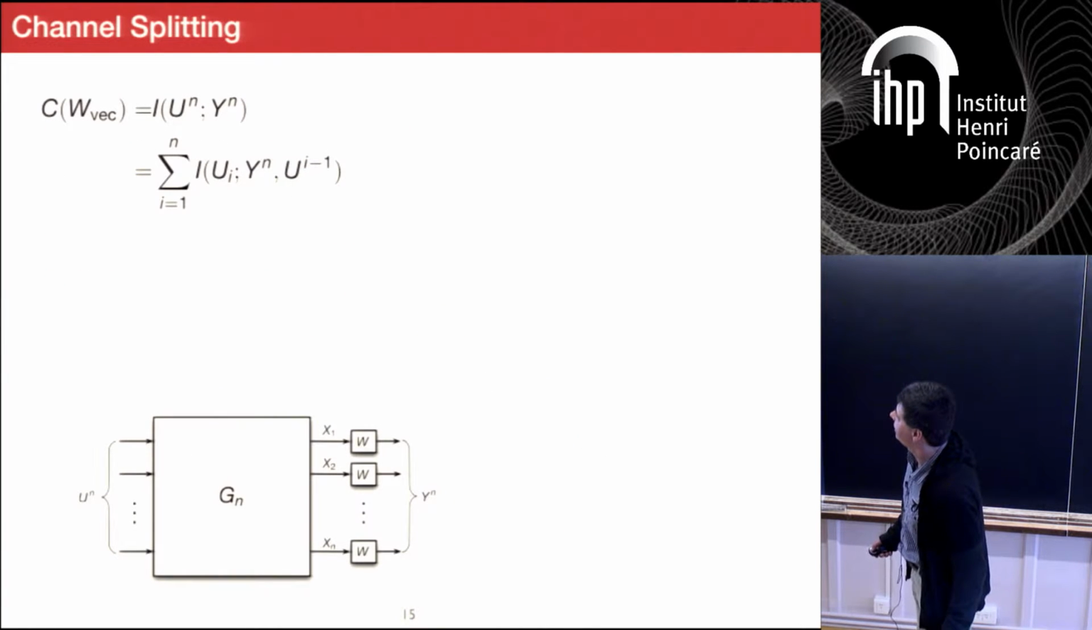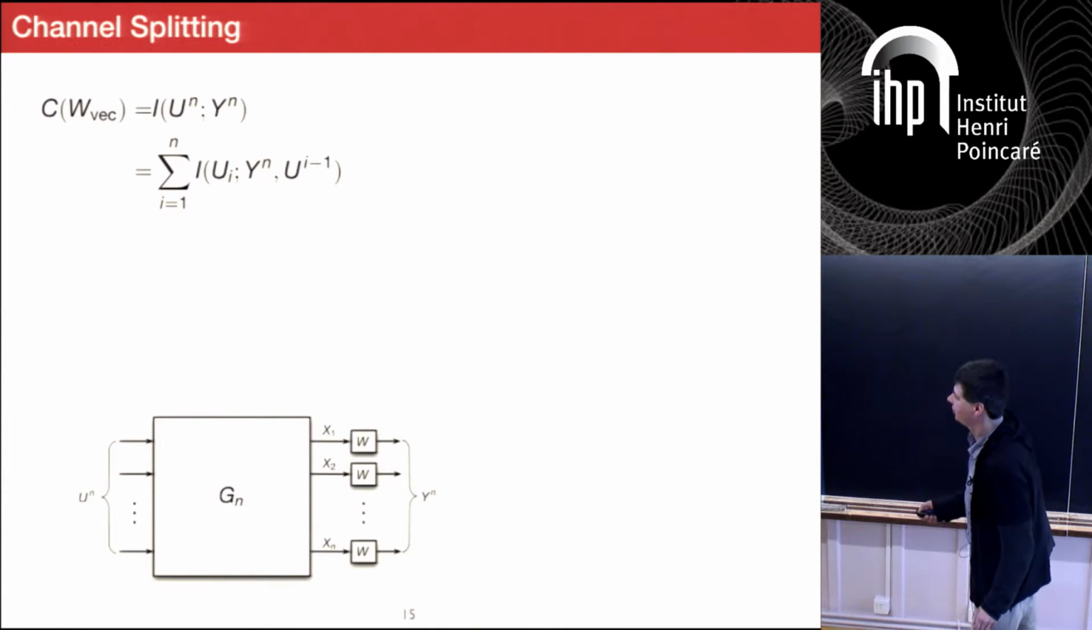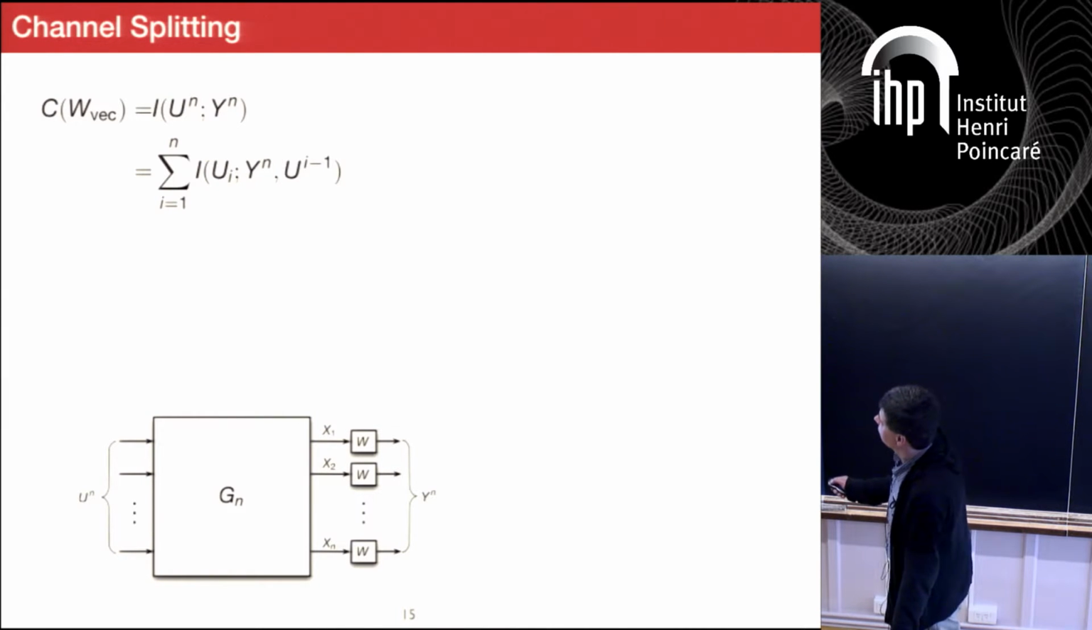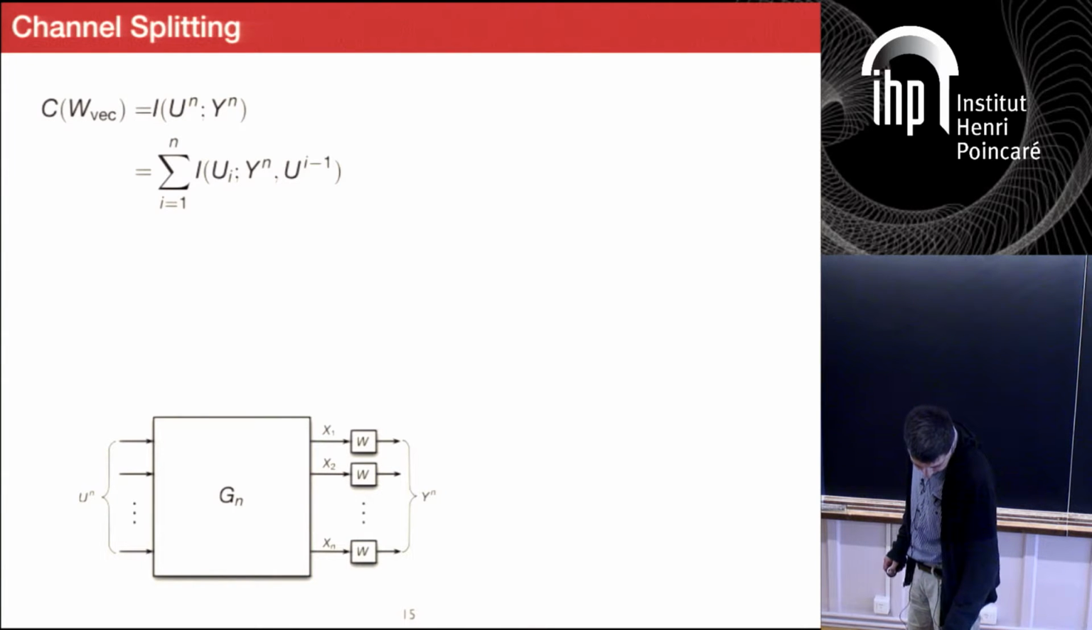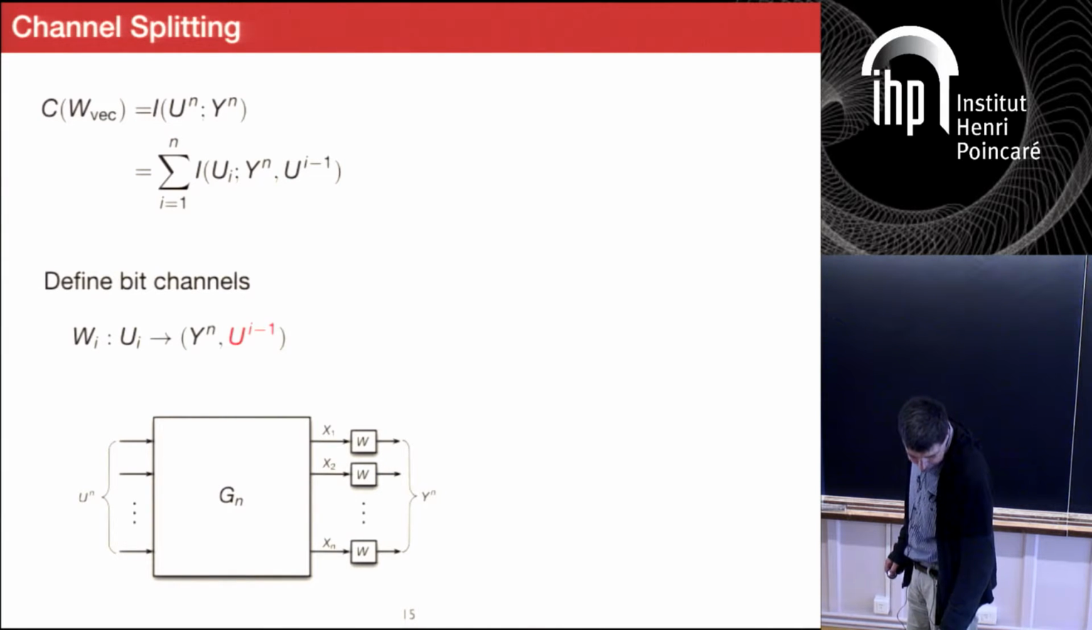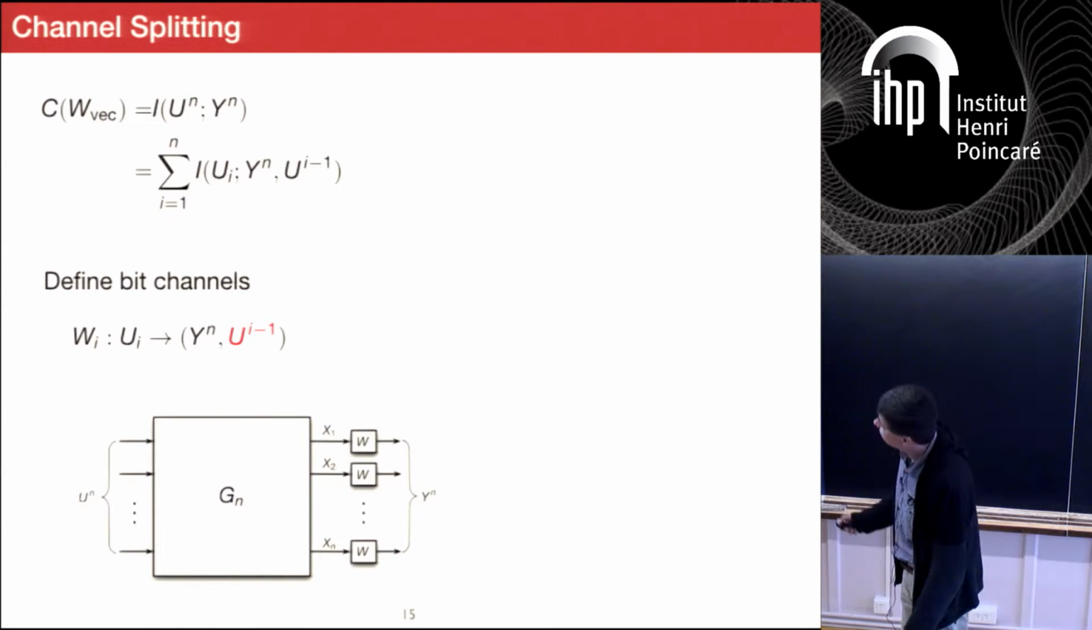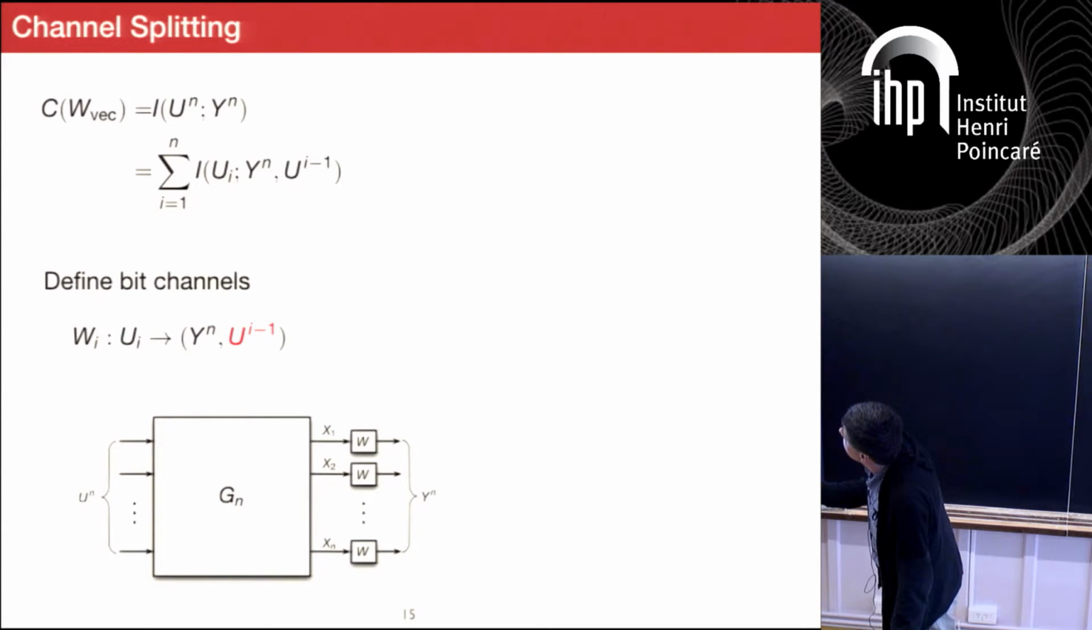Essentially, now we do another step, which is called channel splitting. So this is the structure we have here. What we do is we take this expression we have just seen and apply the chain rule, and then we get this thing here. You mean conditional? Yeah, there's a conditioning on U^N. Sorry, yeah, there are typos.